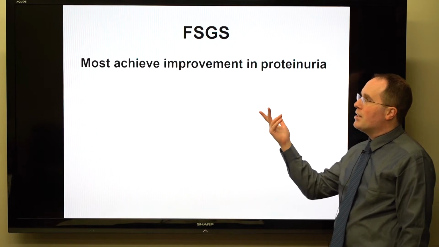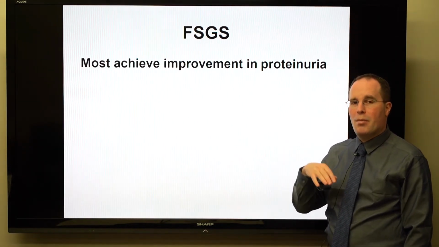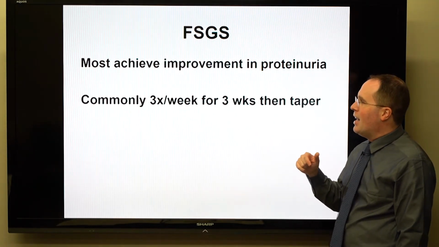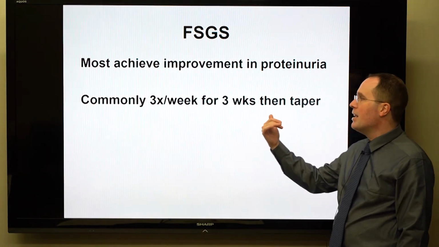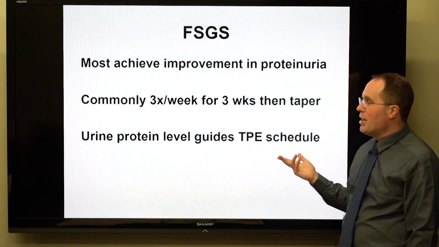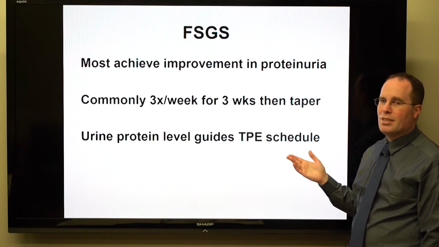And most patients see an improvement in their proteinuria from the plasmapheresis. A common treatment schedule is something like 3 times a week for 3 weeks, and then taper after that. As you can imagine, the urine protein level guides the plasmapheresis schedule.